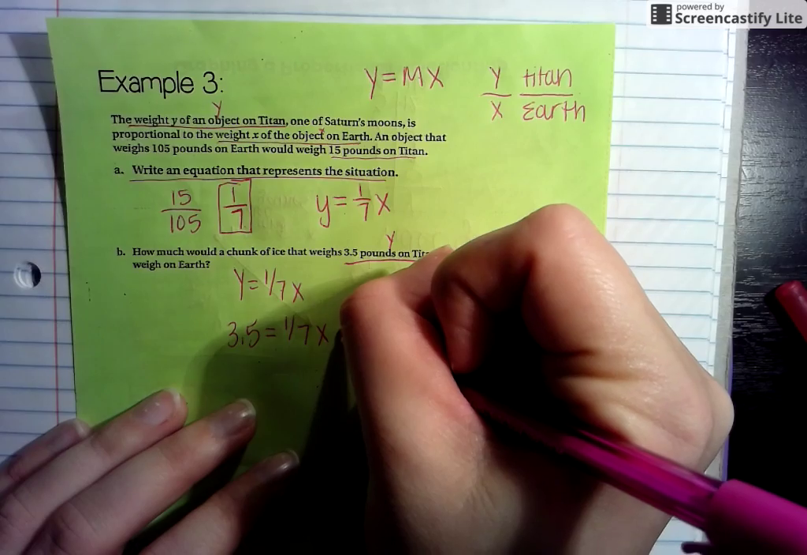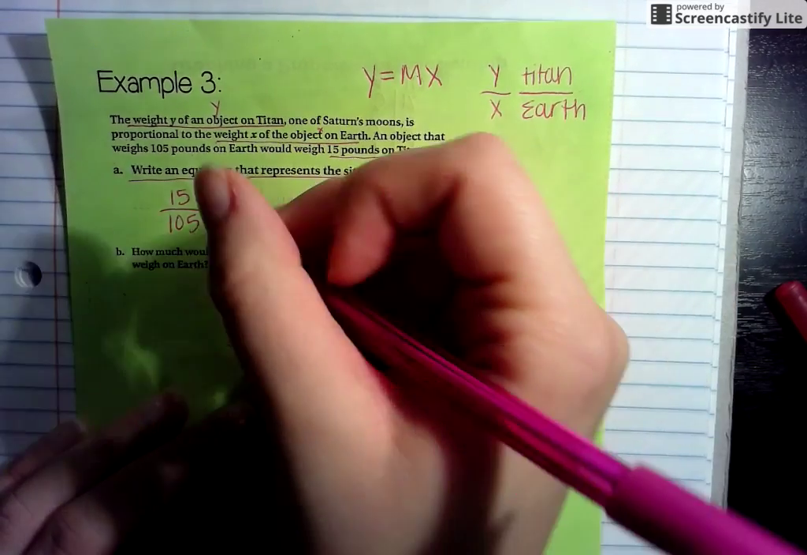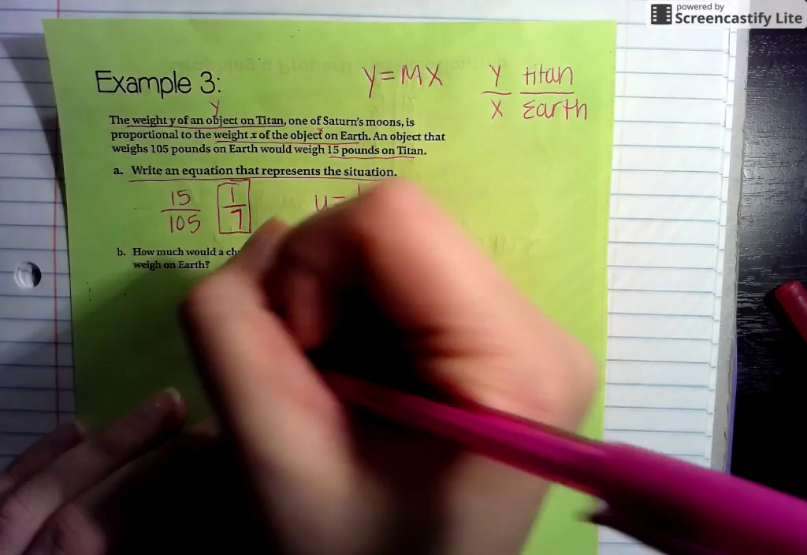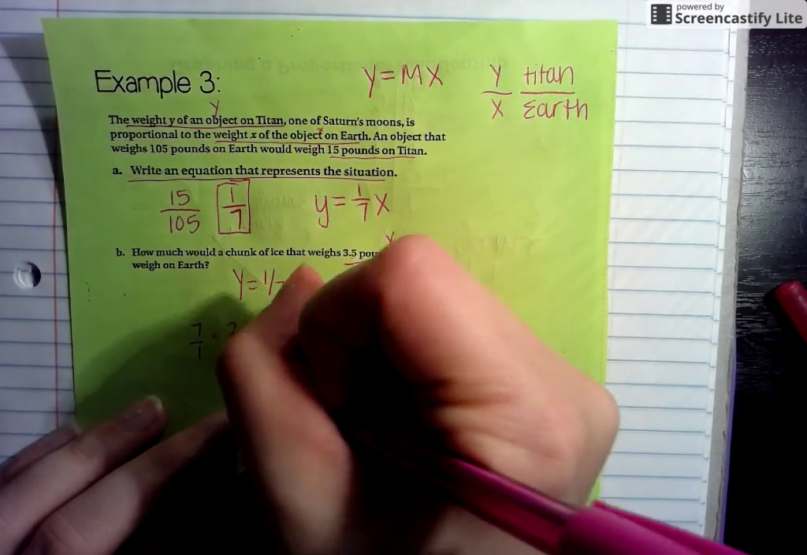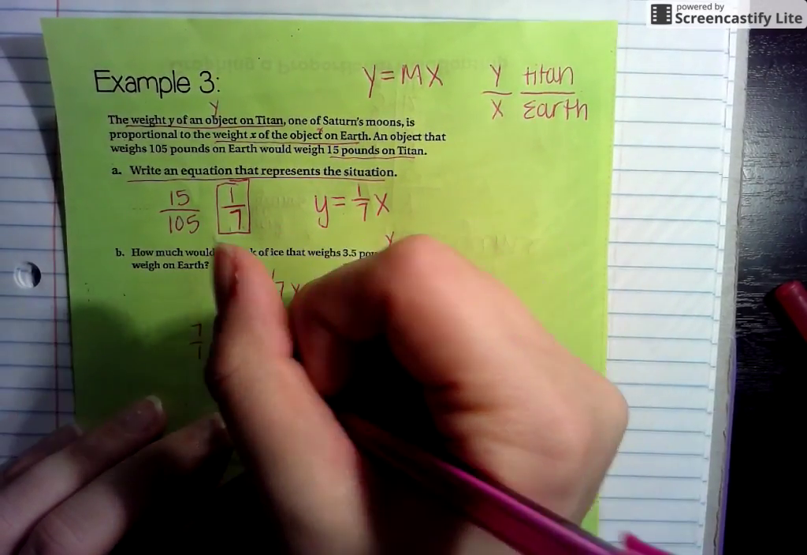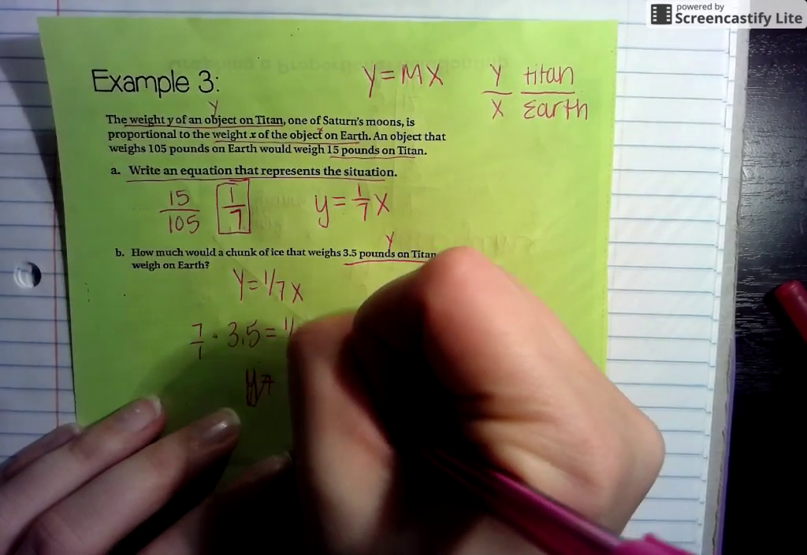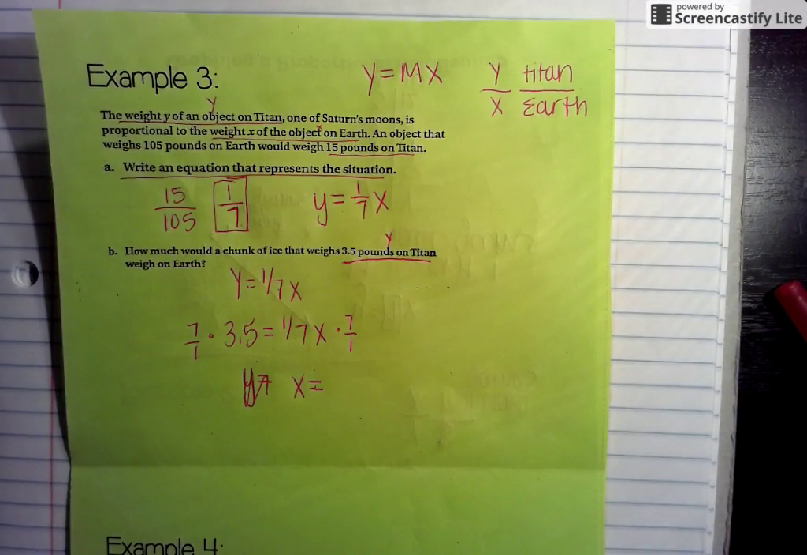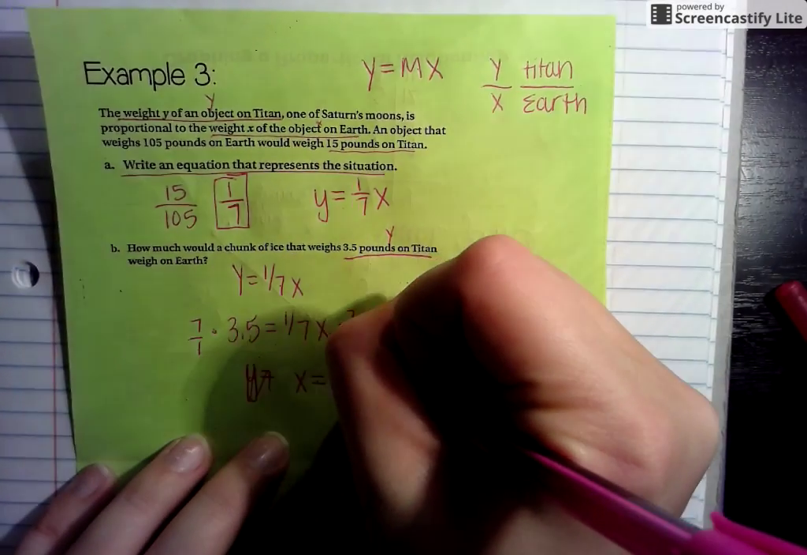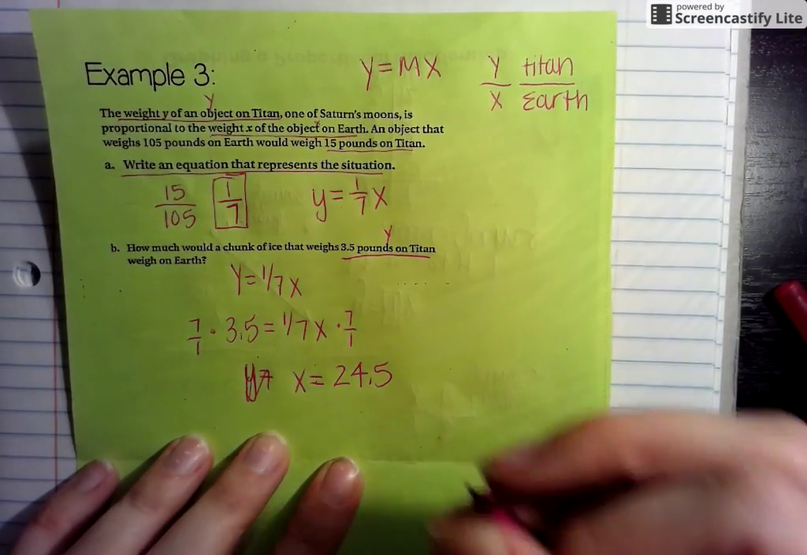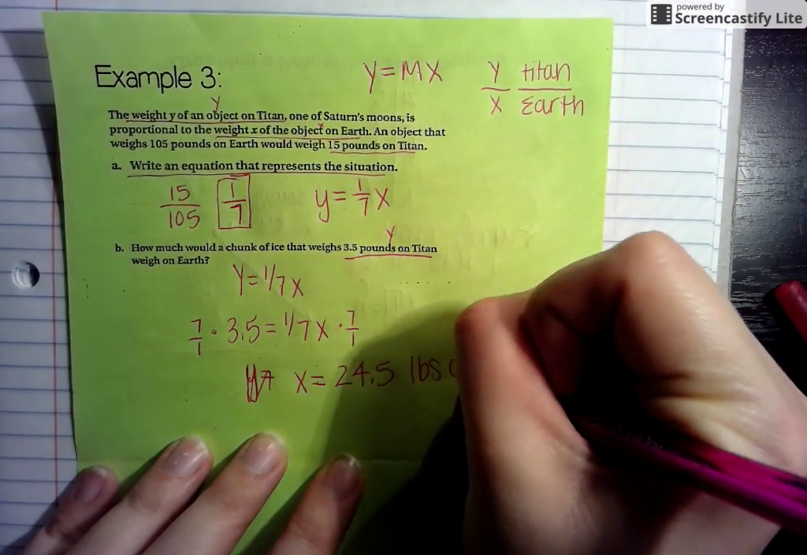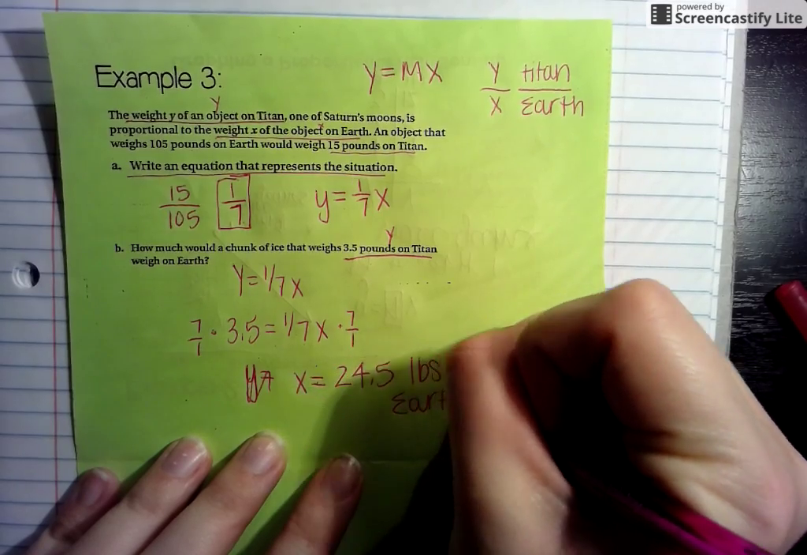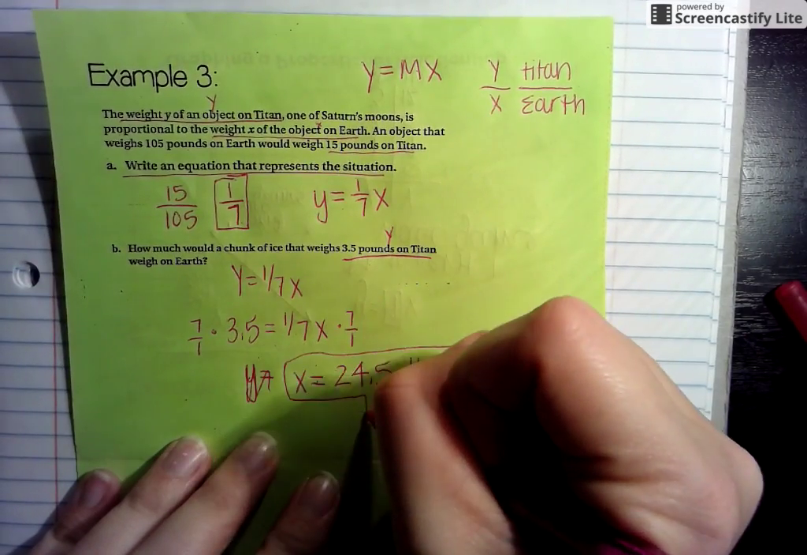So because this is a fraction, I'm going to use inverse operation, which is multiplying by the reciprocal. So I have x is going to equal 3.5 times 7, which is going to give me 24.5. Now you can't just leave that, you would have to include that it's pounds on Earth, and that would be your final answer.